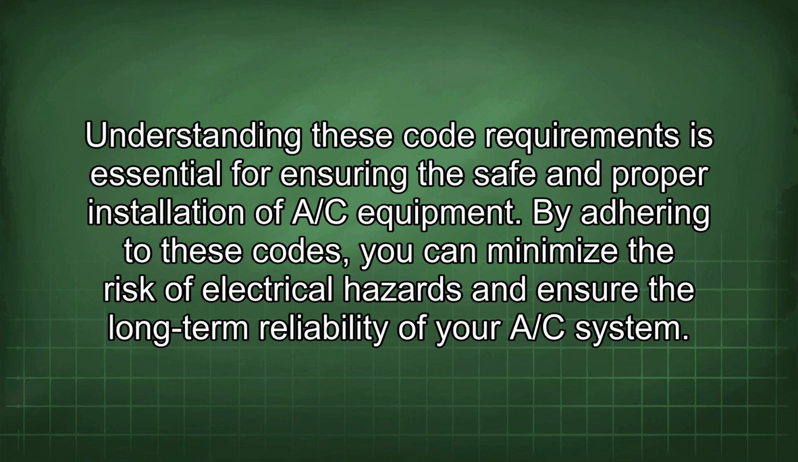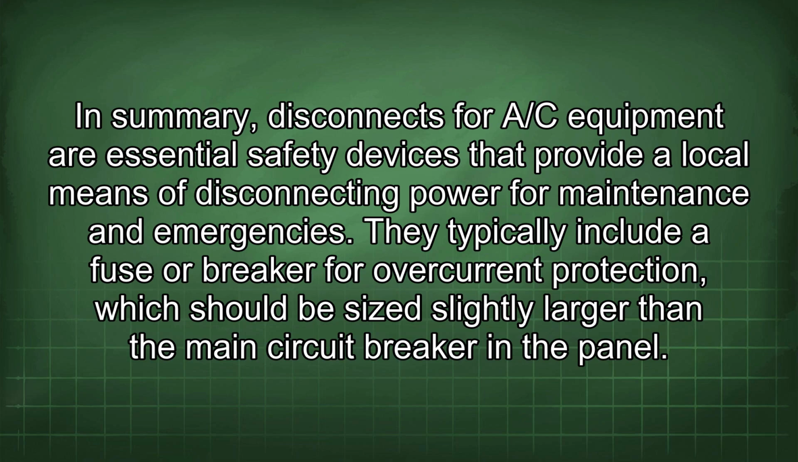Understanding these code requirements is essential for ensuring the safe and proper installation of A/C equipment. By adhering to these codes, you can minimize the risk of electrical hazards and ensure the long-term reliability of your A/C system. In summary, disconnects for A/C equipment are essential safety devices that provide a local means of disconnecting power for maintenance and emergencies. They typically include a fuse or breaker for overcurrent protection, which should be sized slightly larger than the main circuit breaker in the panel.